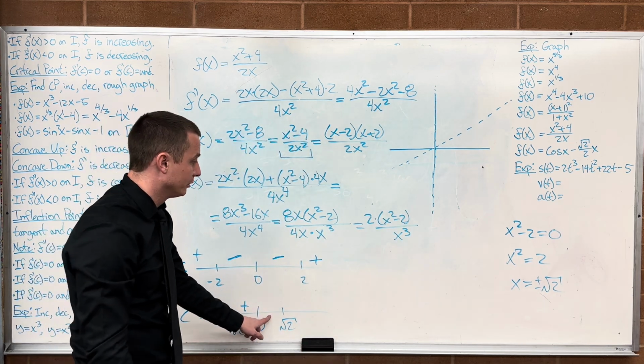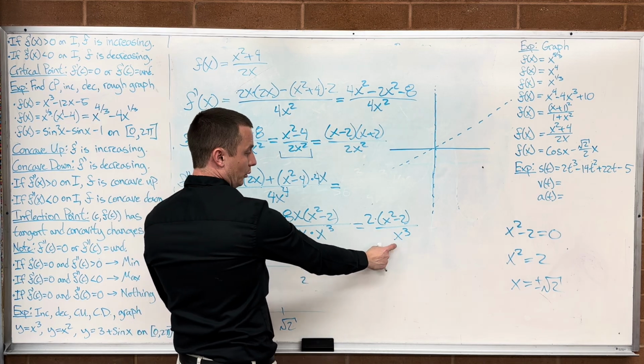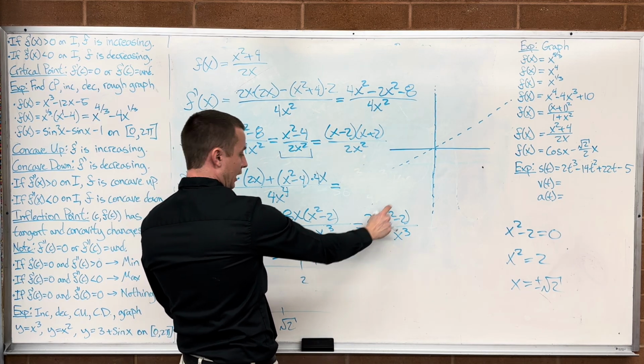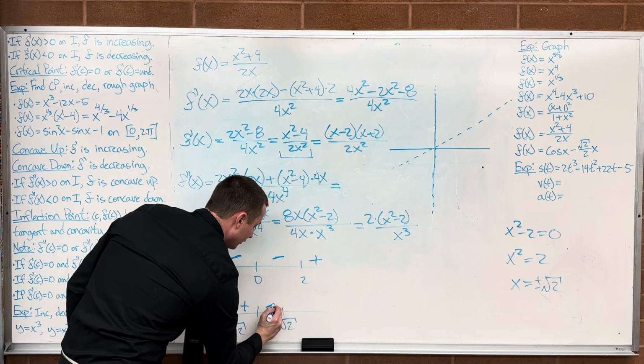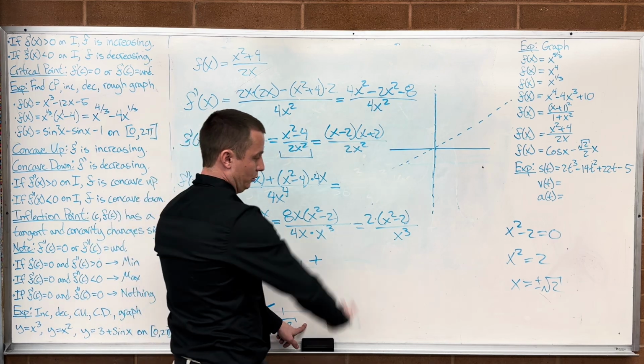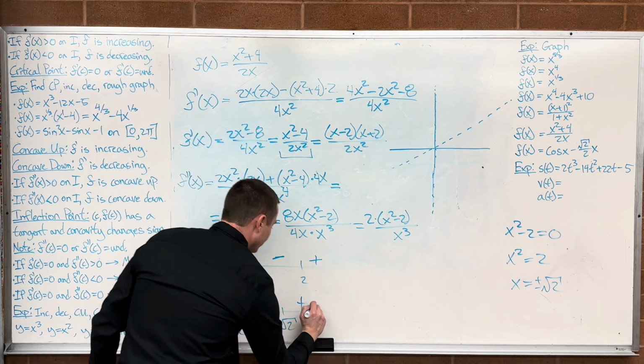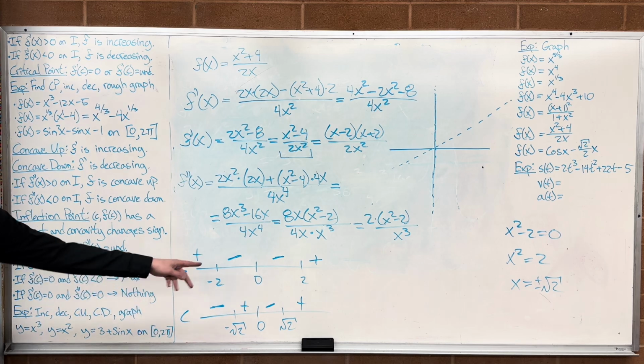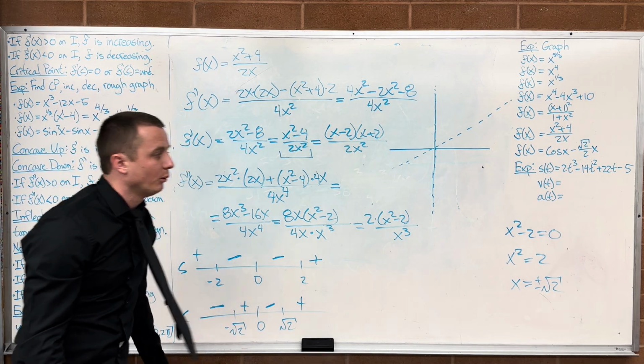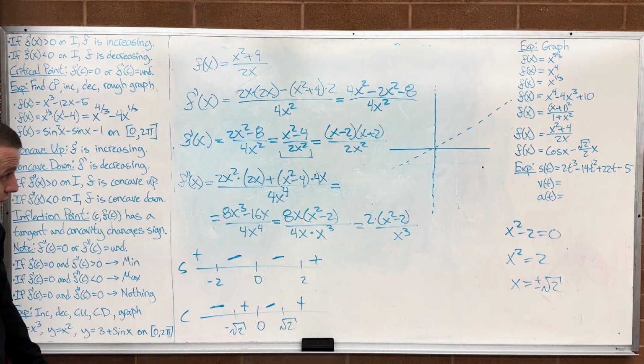Plug in a positive number smaller than square root of 2. So this will be positive. It'll be negative. Positive minus that will be negative. And then plug in something like 2, and we're back to all positive. So concave down, concave up. So all three of those points are inflection points.